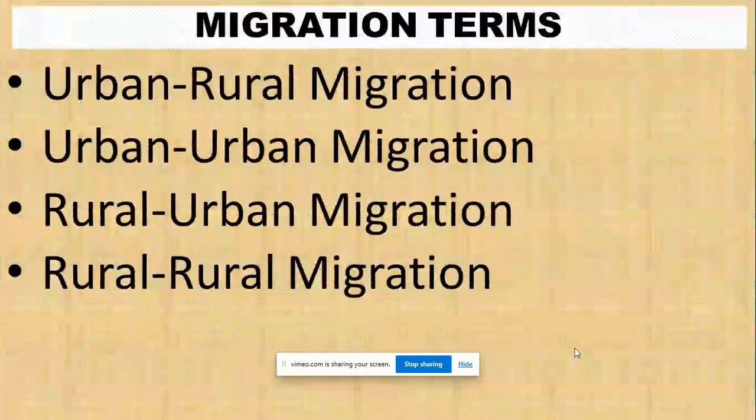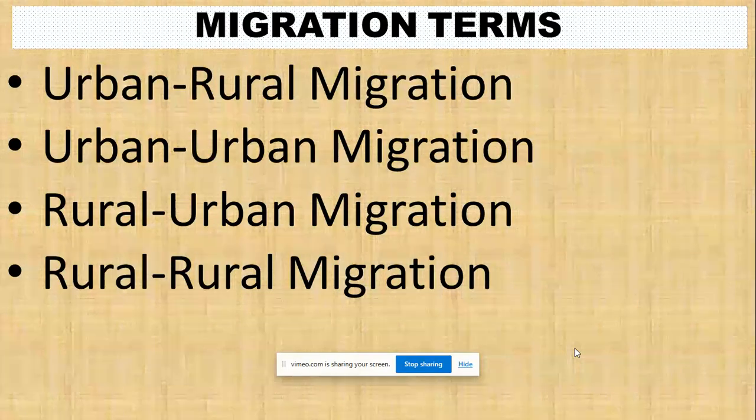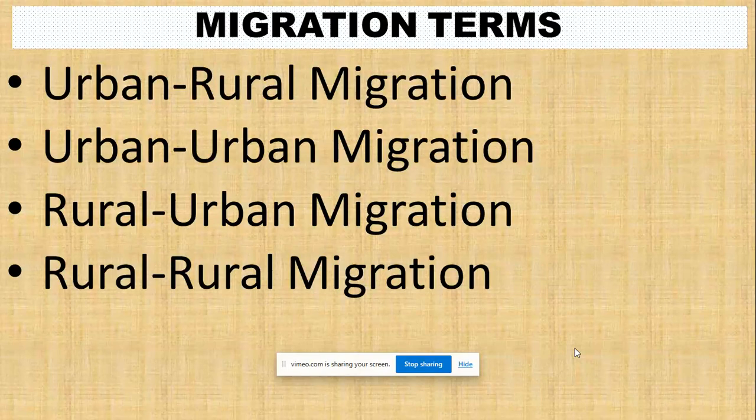Now, let's talk about these migration terms. What do you understand by the following migration terms? We have urban rural migration. We also have urban migration. We have rural urban migration. Then the last one we have rural migration. What is the meaning of all this?